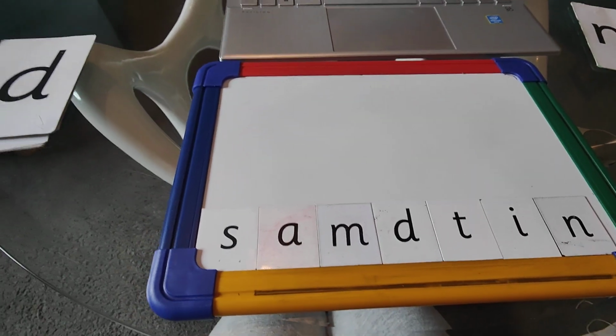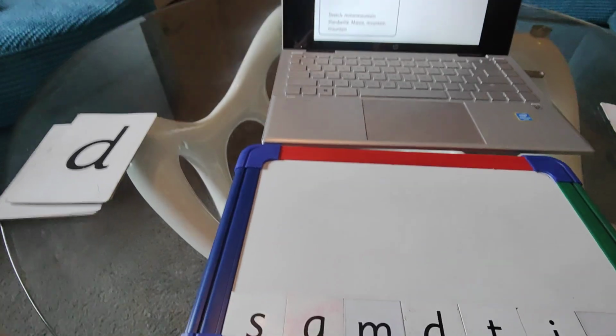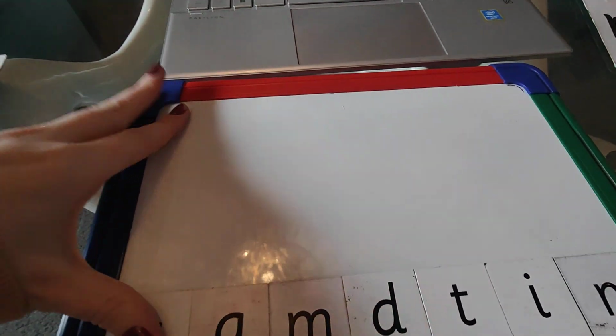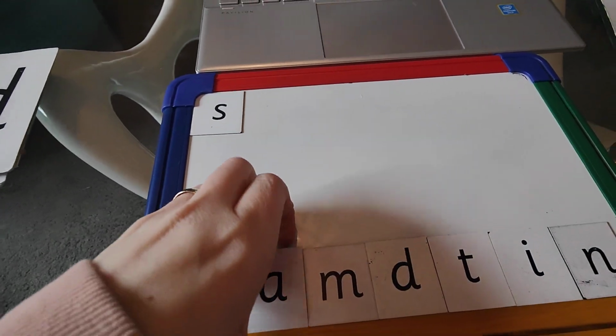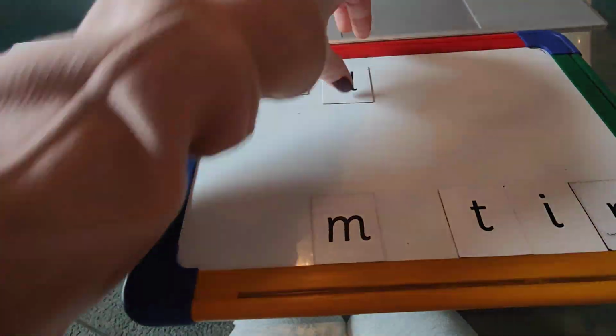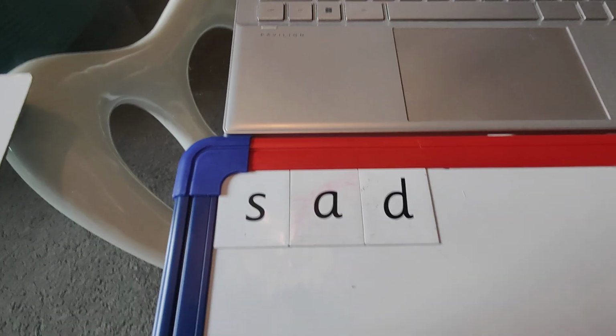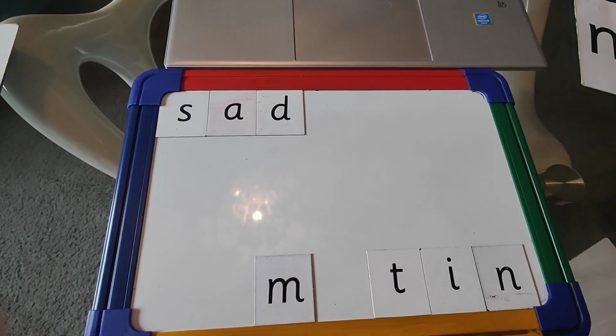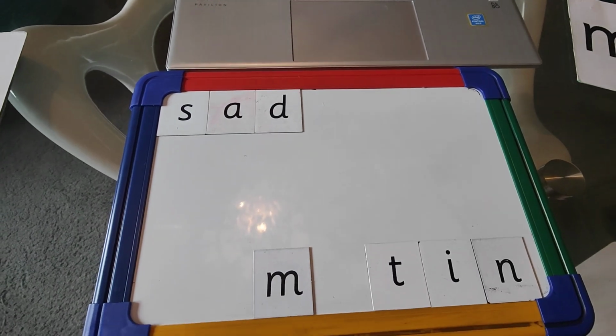And we would ask the children, what does the word sad start with? And once they become more able, they would recognise that it starts with S. Move it to the top. Then next we hear ah. And finally, D. S-A-D. Sad.